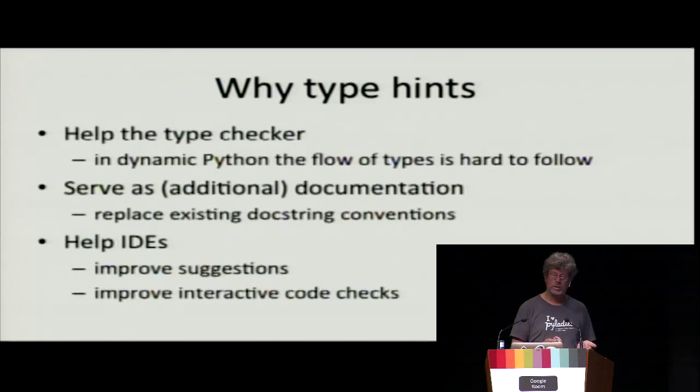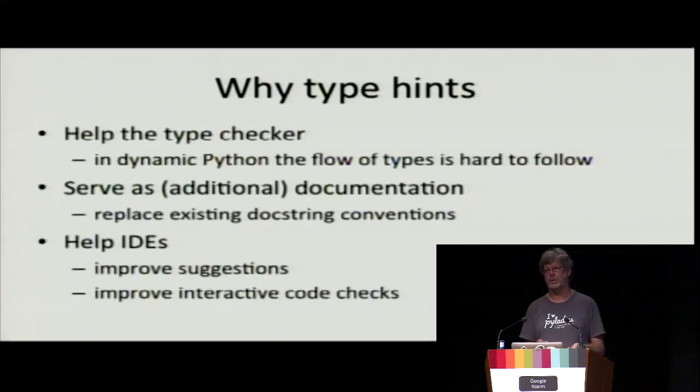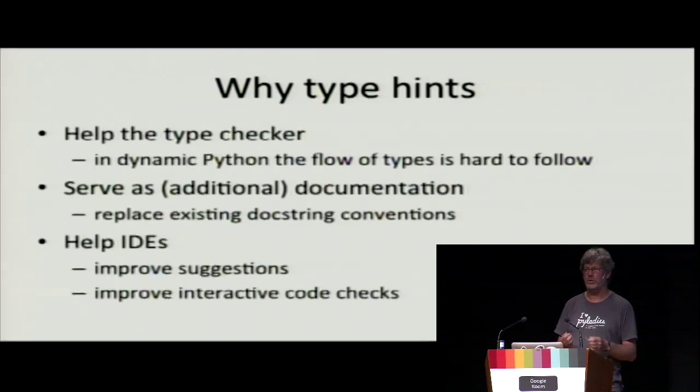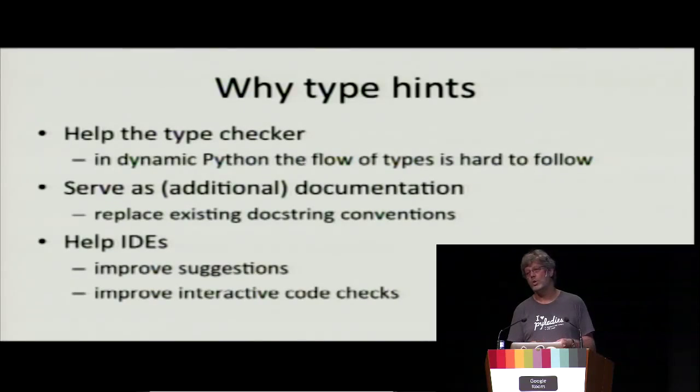I did mention the additional documentation. Often you find coding conventions at companies that say in the doc string every argument must be described and the type of every argument must be indicated. Well, if the type of the argument is already part of the syntax, you save a little space in the doc string. Also, if you don't have a doc string at all, a document generator can still use the annotations to generate better documentation.